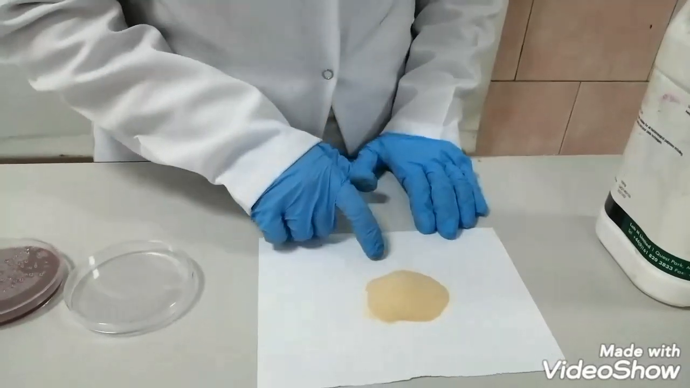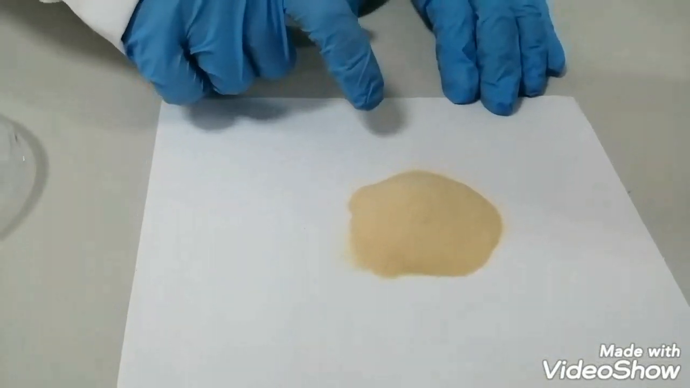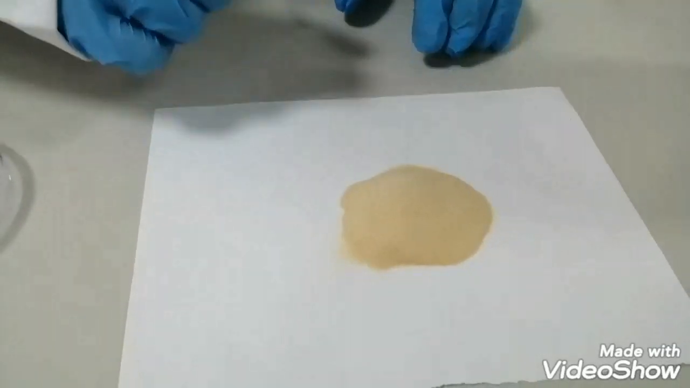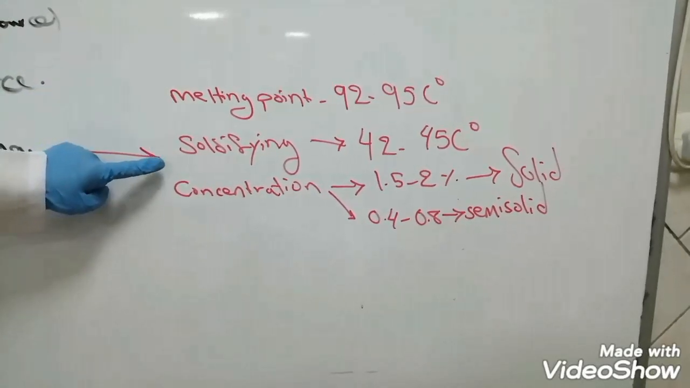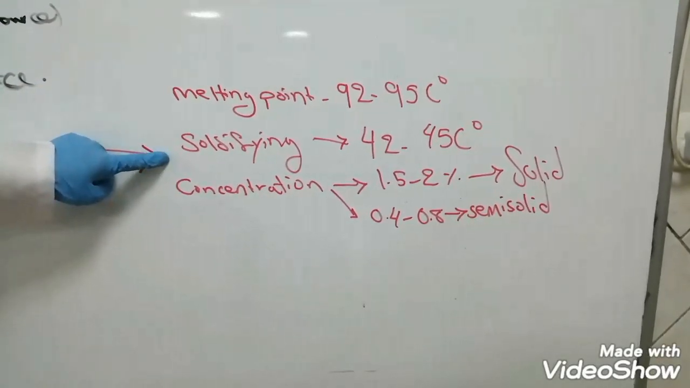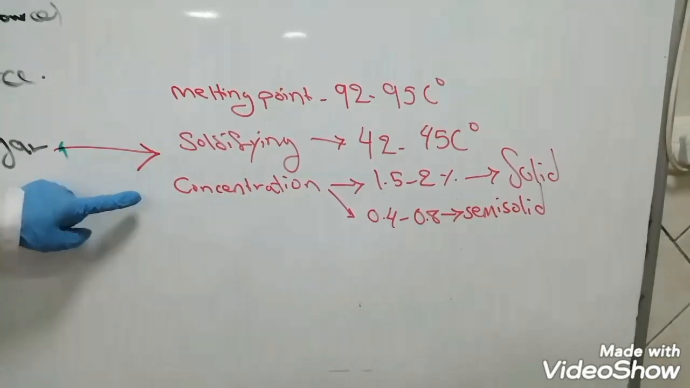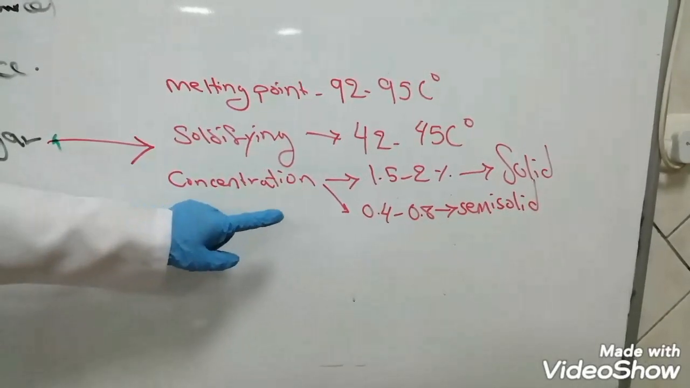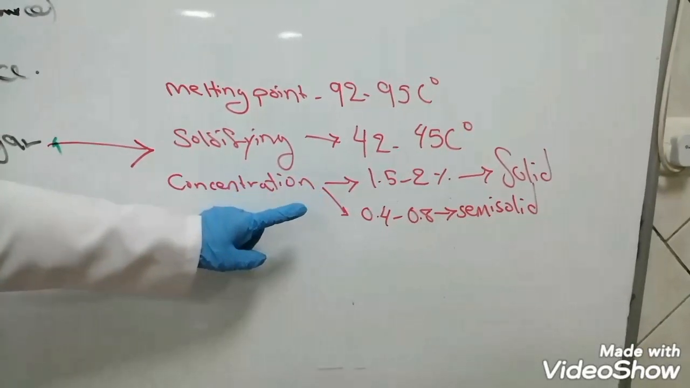Agar-agar is a golden yellow granular powder. It is used for preparing solid culture media, so it is a solidifying agent. Its melting point is 92 to 95 degrees centigrade and it has a solidifying point of 42 to 45 degrees centigrade, and it has a concentration of 1.5 to 2% for preparing solid media and 0.4 to 0.8% for preparing semi-solid media.